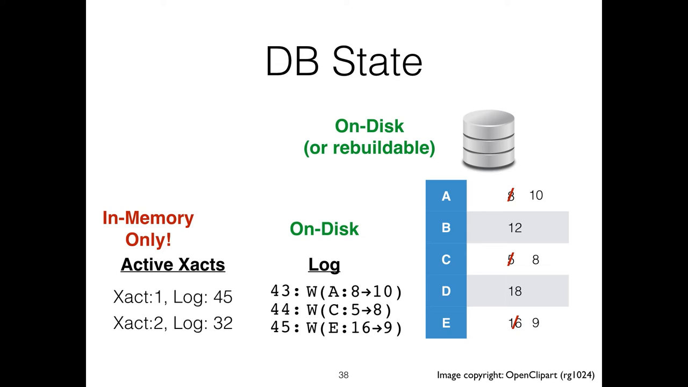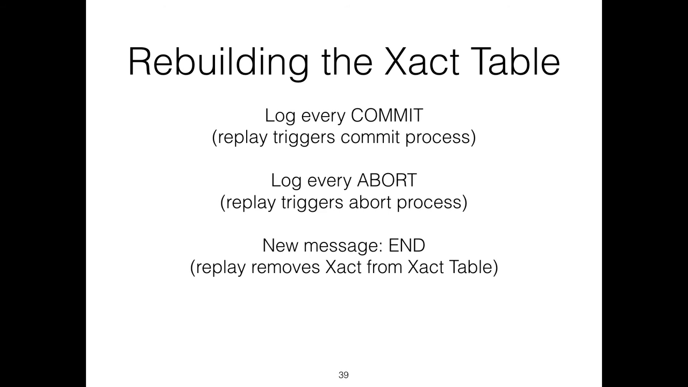Interesting thing about the table of active transactions is that we actually don't need to save it to disk, which turns out to be fairly useful. It turns out we can reconstruct the table of active transactions if we're careful about what we log, by just looking at the log itself. In order to do that, we need to keep track of a couple of different things. So we need to keep track of which transactions have committed and which transactions have aborted. Anytime a transaction either commits or aborts, we're going to record it in the log. This is basically the finish message that we talked about earlier.